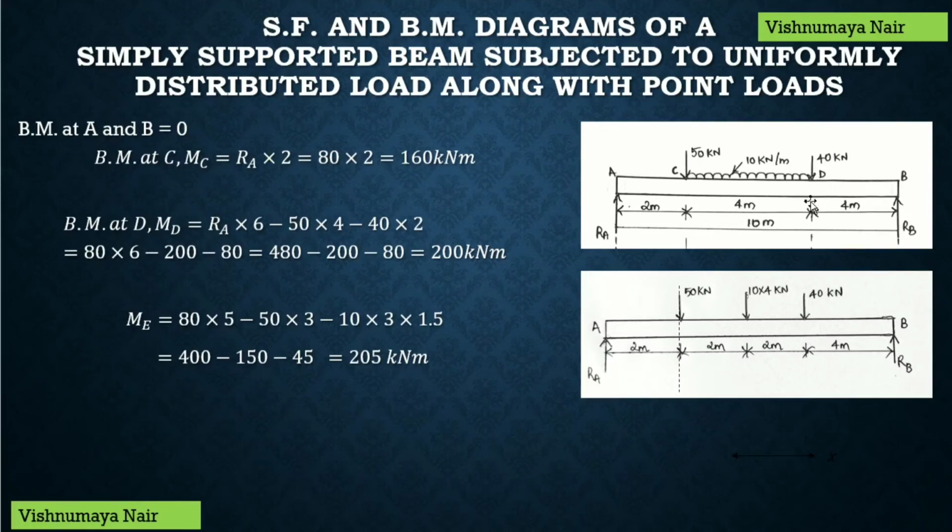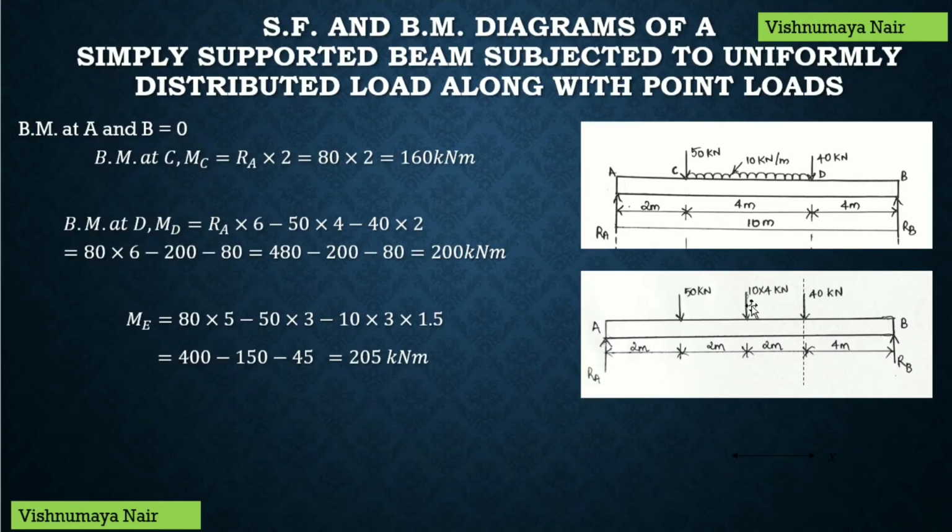Now we have to find out the bending moment at the point D. So let's consider a section at the point D. Now this is the left portion of the section, and RA has the tendency to rotate the beam in the clockwise direction with respect to this section. So the moment at this section due to RA will be positive.